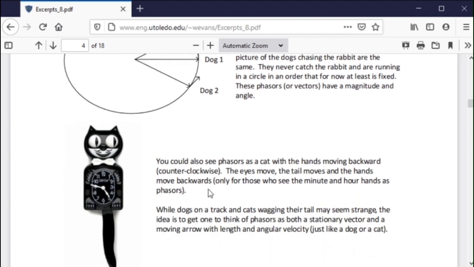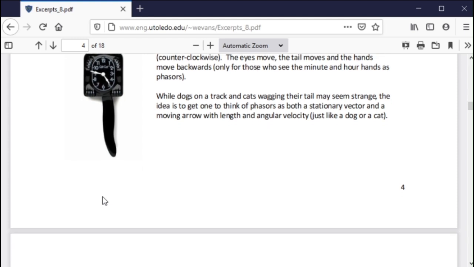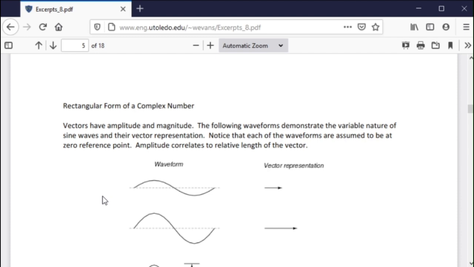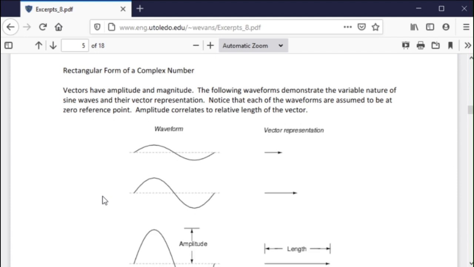Another way of looking at phasors is looking at a clock with the hands moving backwards, counterclockwise. This is not a true clock, because a true clock would be going clockwise. But in the phasor diagram, the hands actually move backwards. So if you're trying to picture a phasor, picture it as a dog track, or picture it as a clock whose hands move backwards. Okay, so now we're going to concentrate on the math part of this.